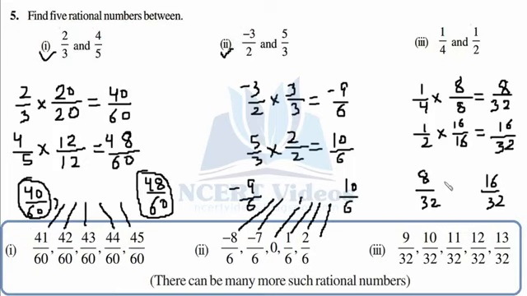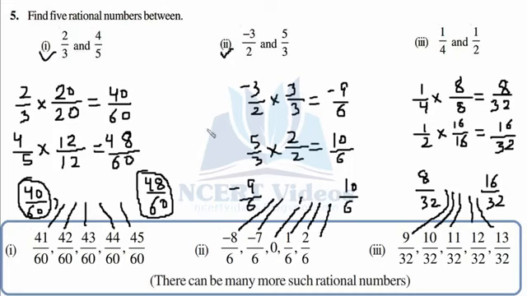Now, the answers could be 9 over 32, 10 over 32, 11 over 32, 12 over 32, and 13 over 32. Obviously, 14 over 32 and 15 over 32 also. It solves our purpose. We are able to find 5 rational numbers. So this is a choice that has to be made by practicing.